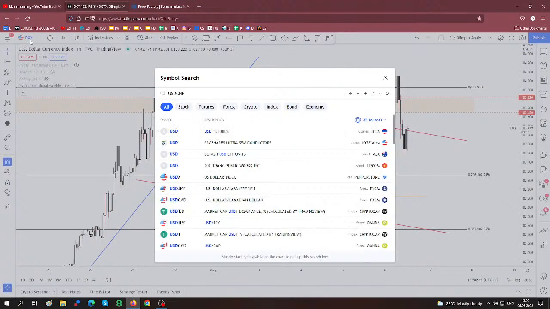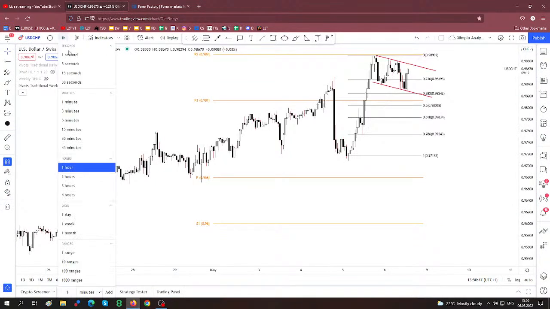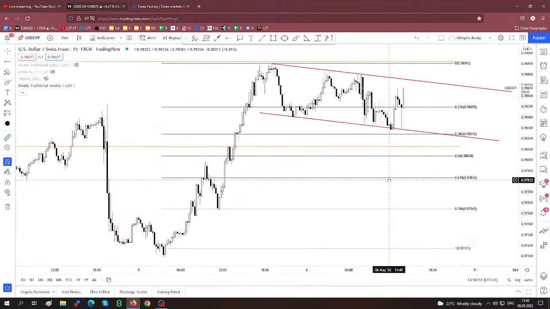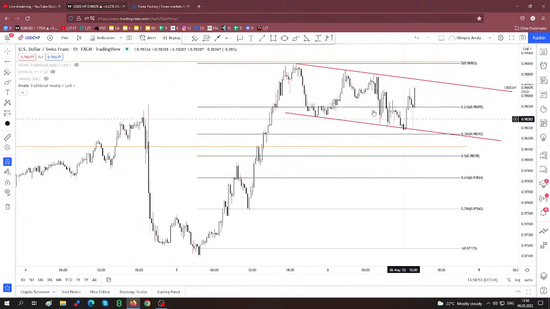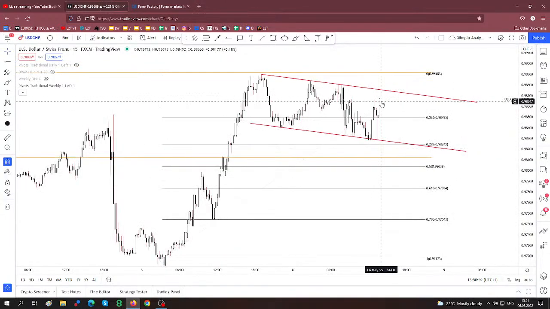So dollar index, let's go back. US dollar, Swiss franc. Yeah, as I said, this could still be only a temporary retreat, temporary drop. But maybe I don't want to go long right below this downtrend line, because it could register only false breakouts, yeah, and then it could come back down.